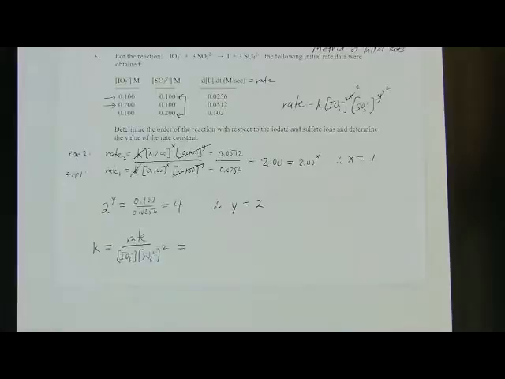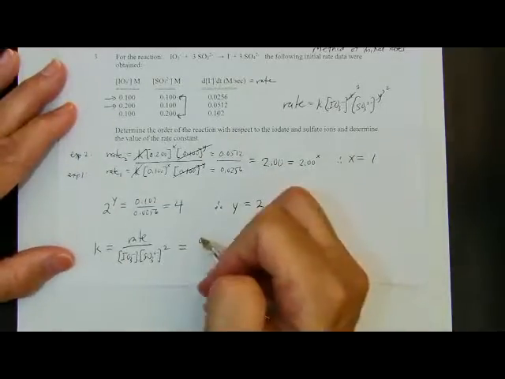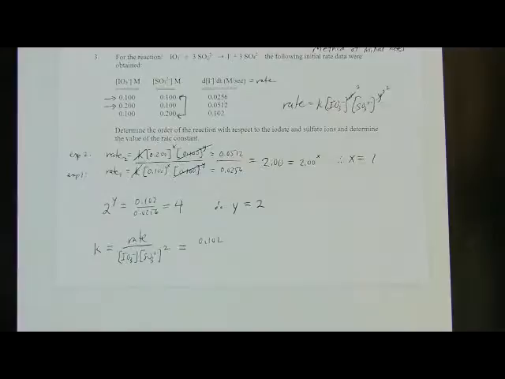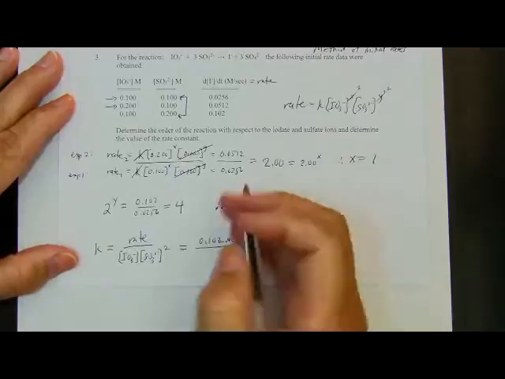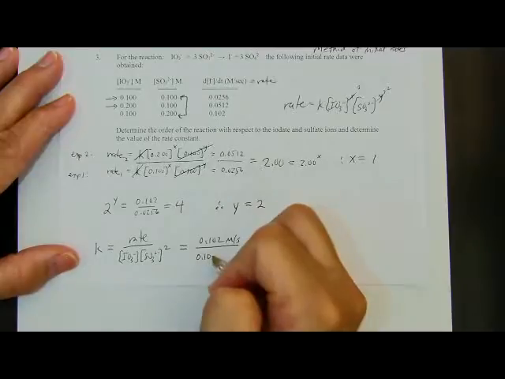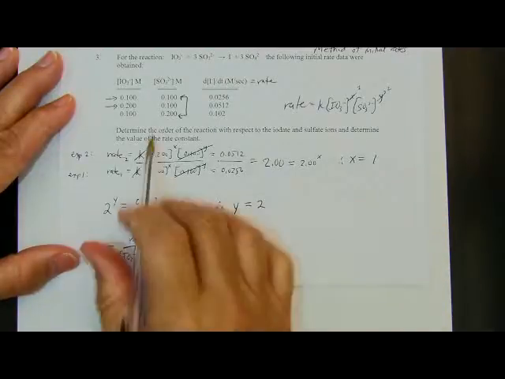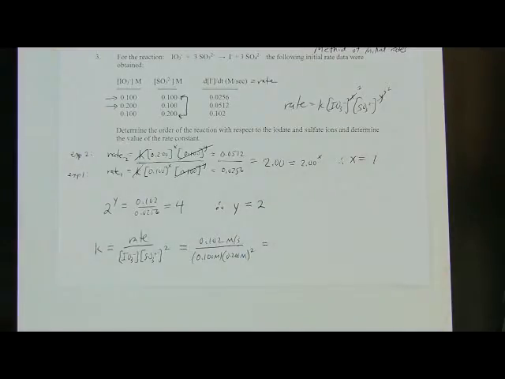So what do I put for the rate? Whichever experiment you choose. Yeah, just choose one of those experiments. Let's take the last one, 0.102. I could have taken either of the other two. I just happened to pick this one. So that's 0.102 molar per second divided by, let's see, the concentration there is 0.1 molar to the first power and 0.2 molar squared. And then that's going to give me my value for my rate constant. And of course, we have to come up with the proper units on that.